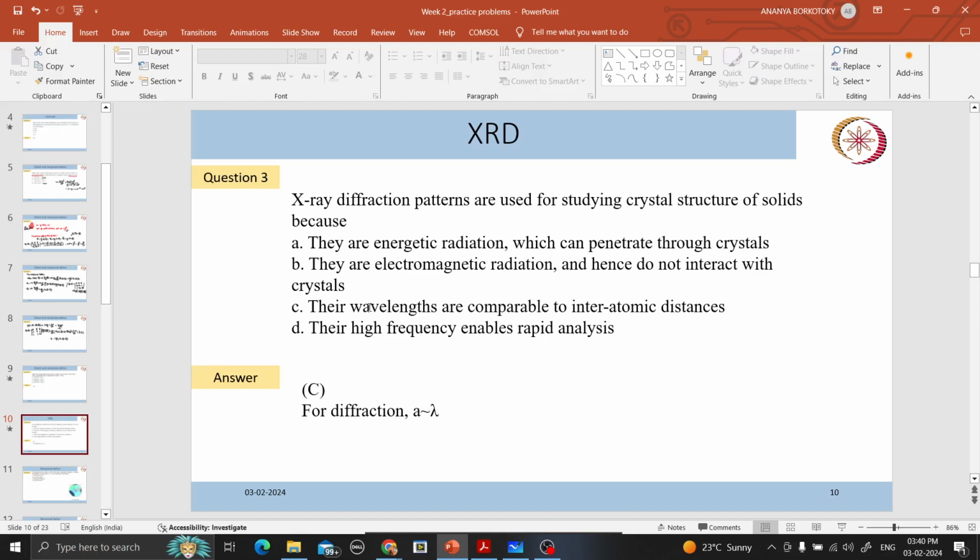Diffraction happens when the particle size is comparable to the wavelength of the electromagnetic radiation, and based on the diffraction pattern we get information about the lattice. Okay, so this is the correct answer. Correct answer is C. Okay, let's go to the next question.